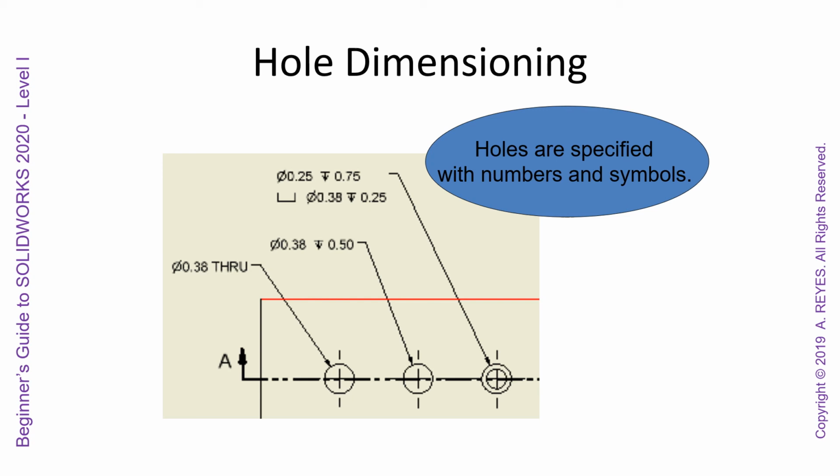Hole dimensions, so holes are specified with numbers and symbols. There we can see the diameter of 0.25 at a depth of 0.75. That's going to be our inside hole. The countersink here, so you see the countersink symbol, is going to have a diameter of 0.38 with a depth of 0.25.